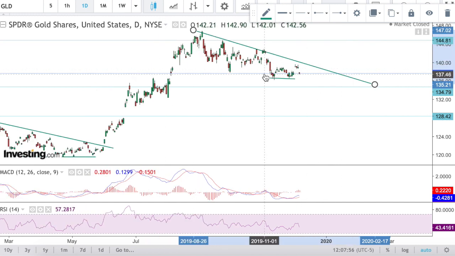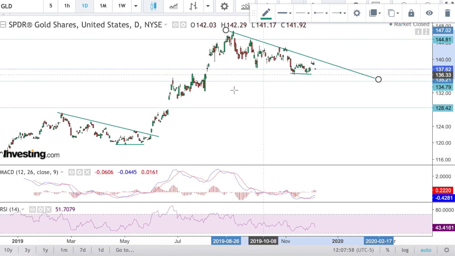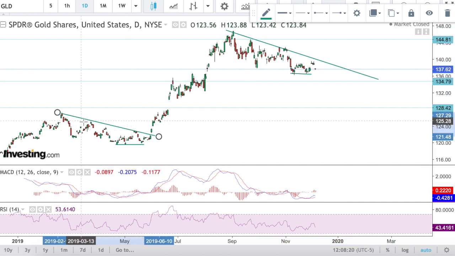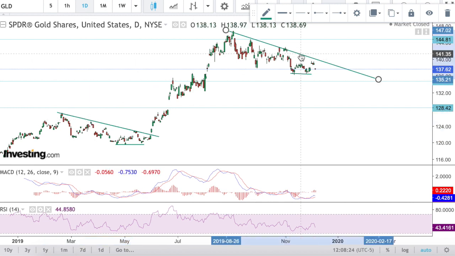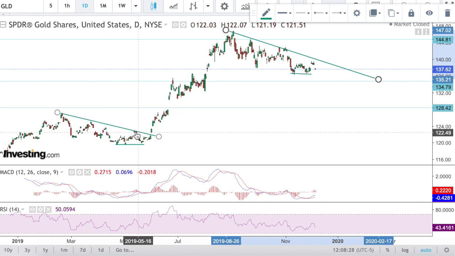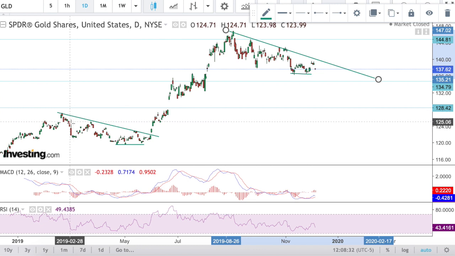And if we go back to before this huge rally we had over summer, you can see that we had the exact same downtrend line here. So that's definitely very interesting to see that we have a very similar type of downtrend line with similar reactions to what we had here before summer. So that's something to keep in mind.